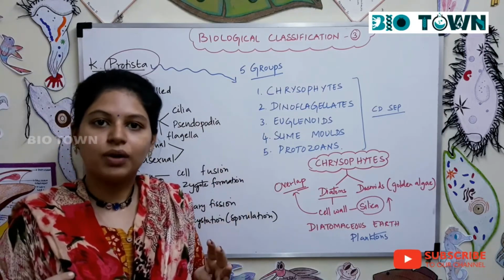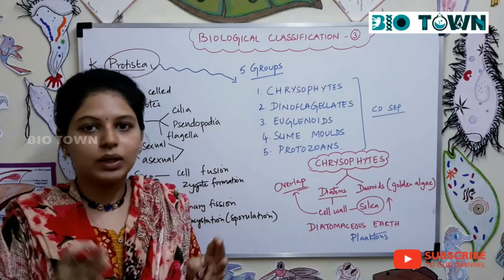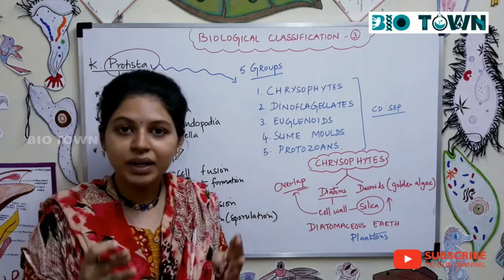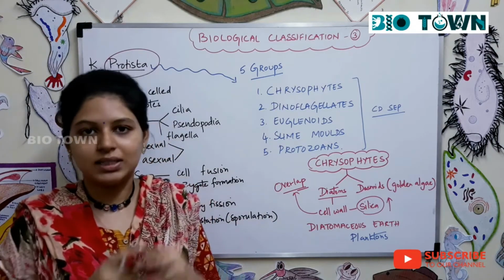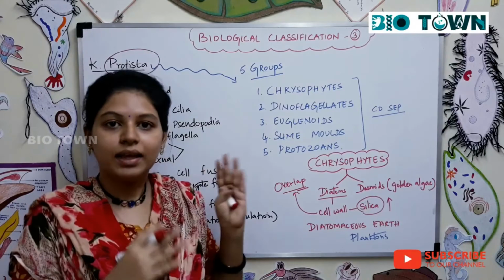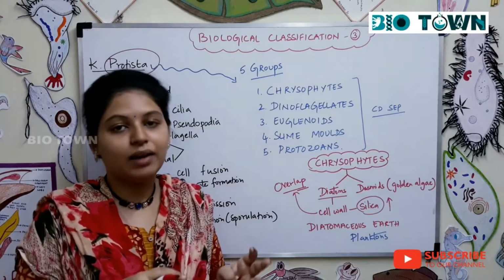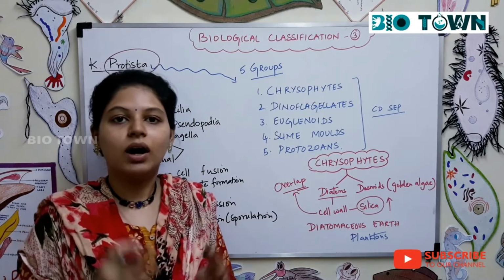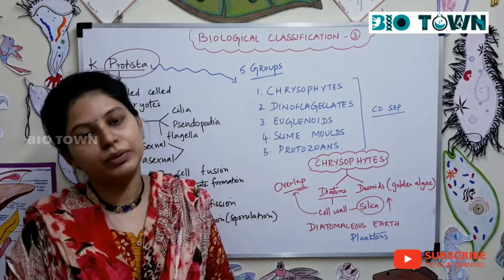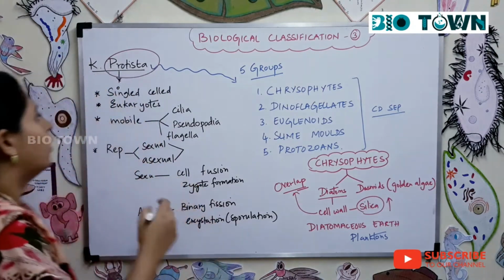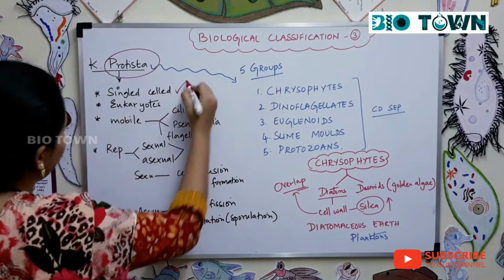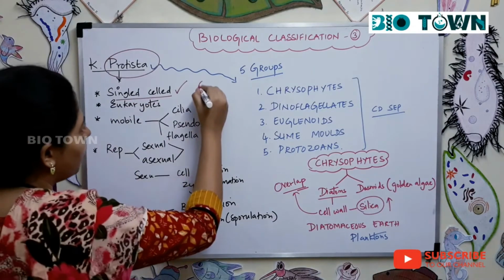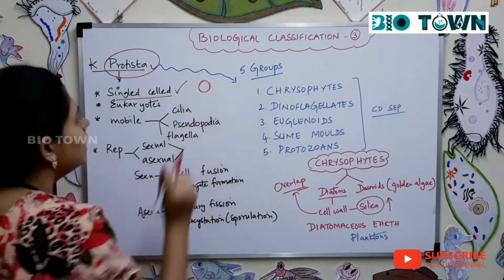Later on, they found that they are nowhere related to kingdom Animalia, and neither to plants. So they created a separate kingdom called kingdom Protista and placed them there. Earlier they were placed under kingdom Plantae, and a few years later under kingdom Animalia. Then later they got their own separate kingdom, kingdom Protista. Alright, so that is all about kingdom Protista. The first point is they are all single-celled organisms, which means they have just a single cell.